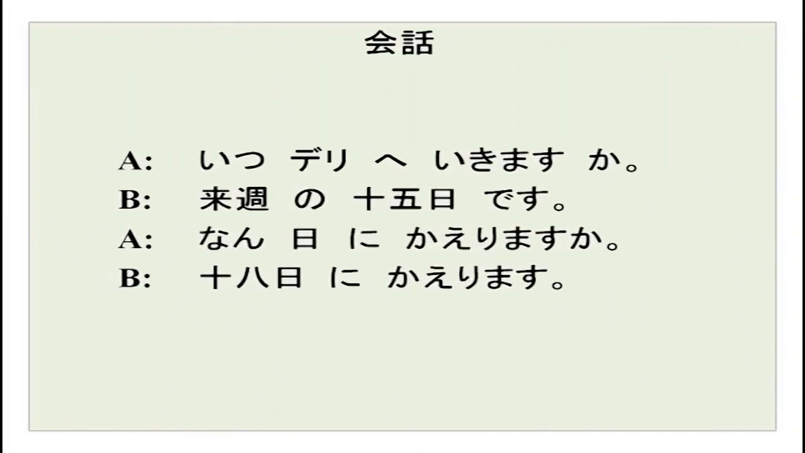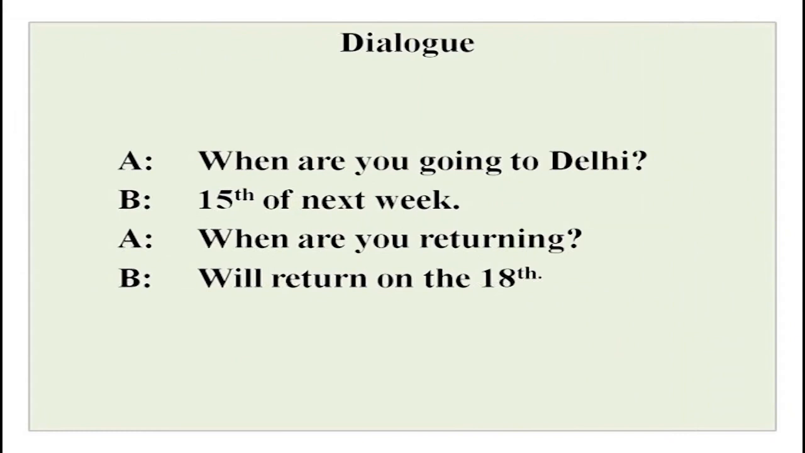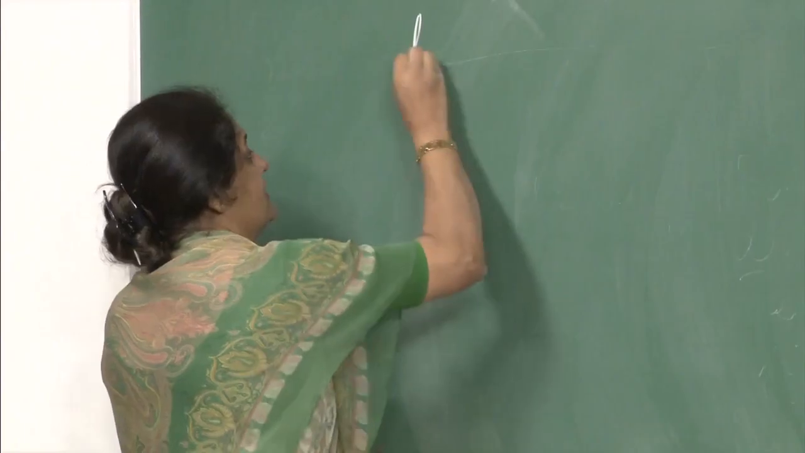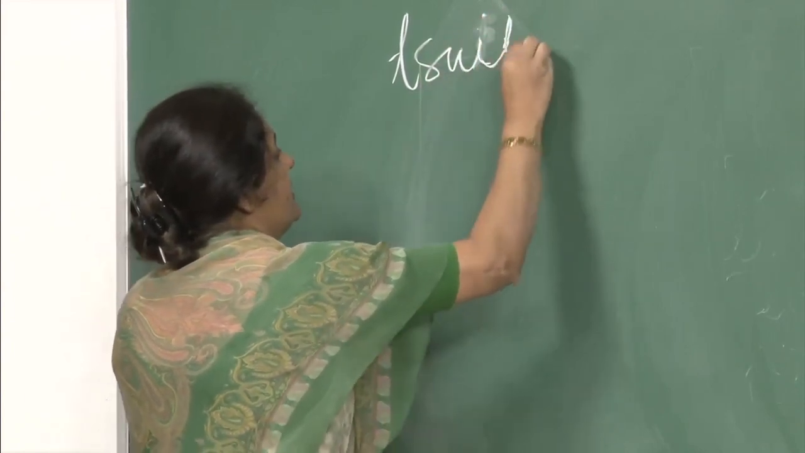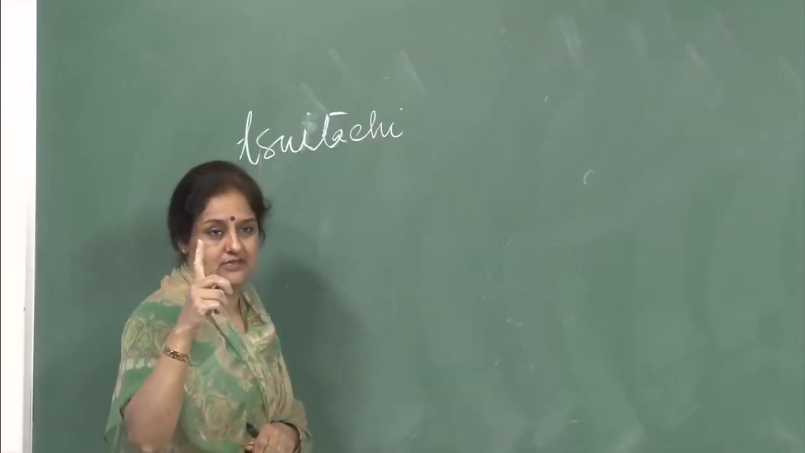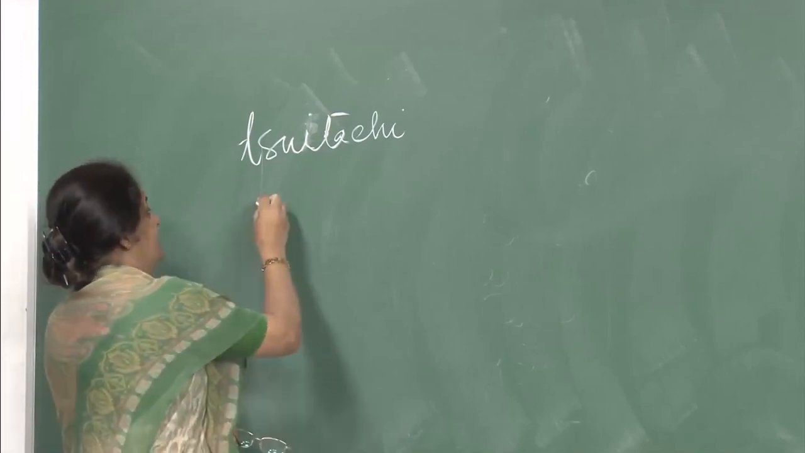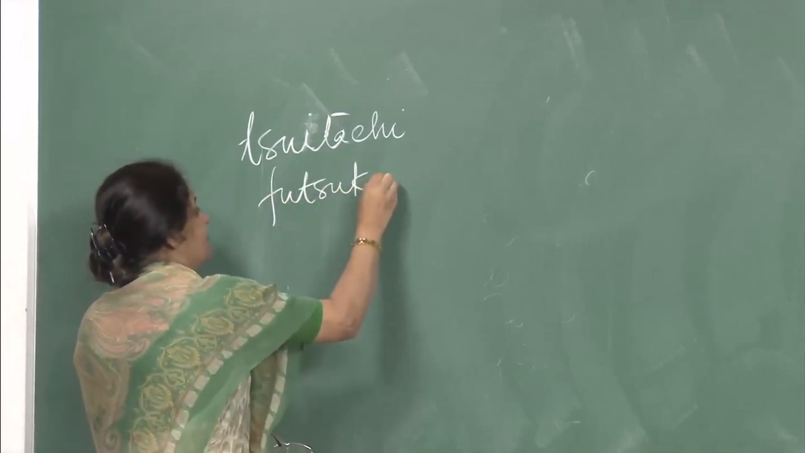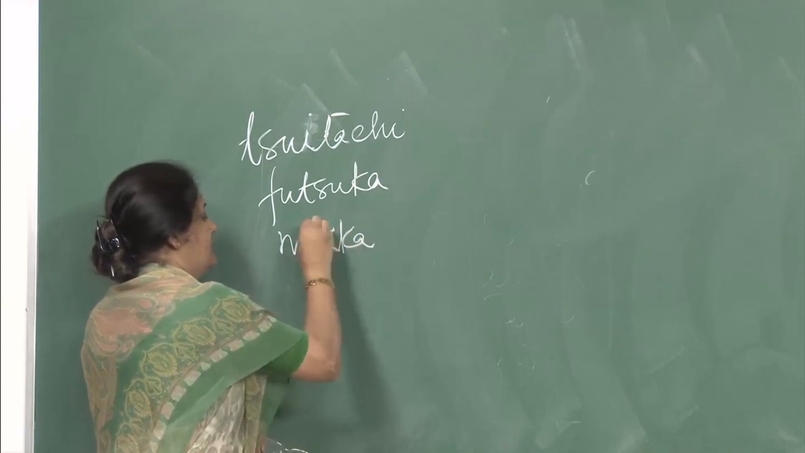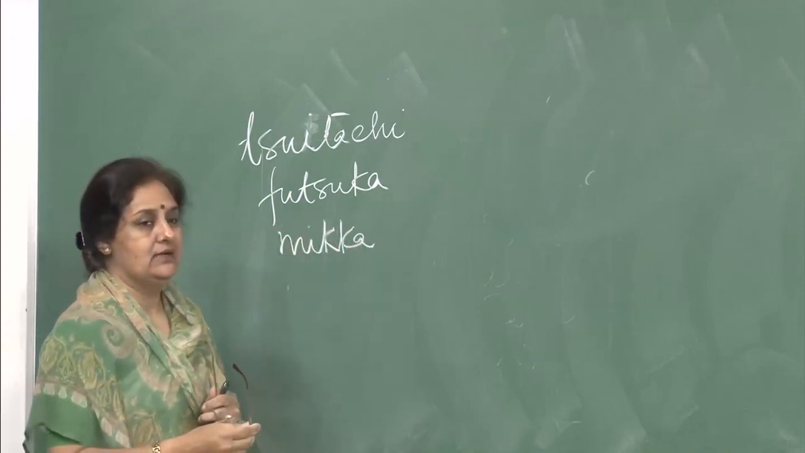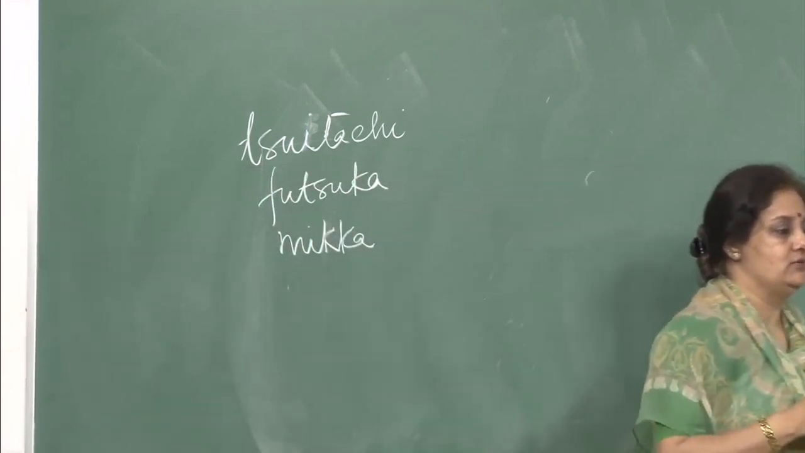Now, in this audio, you had something new over here, which was date. Please learn dates. Date is a little different. Suitachi. Suitachi is first of the month. Futsuka. Second of the month. Mikka. Third of the month. And so on. We go till 10. So, please repeat after me once and then we will do it over here.